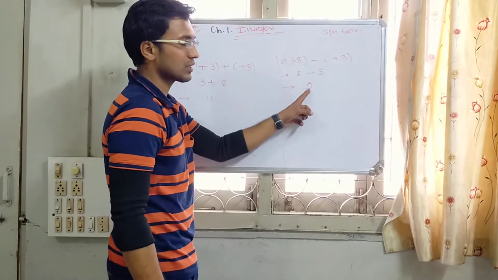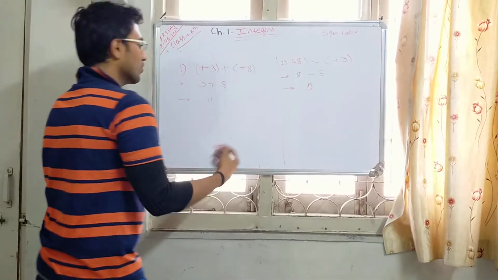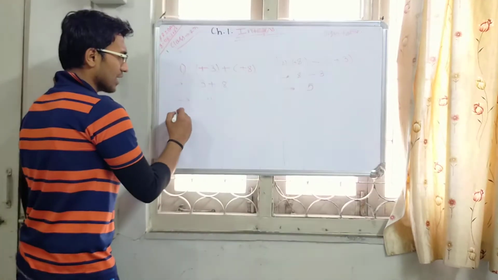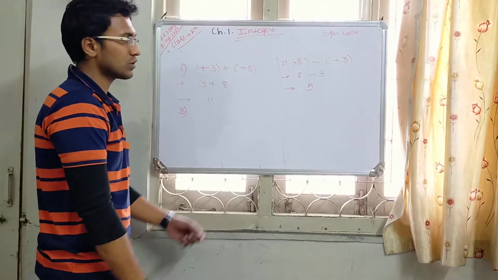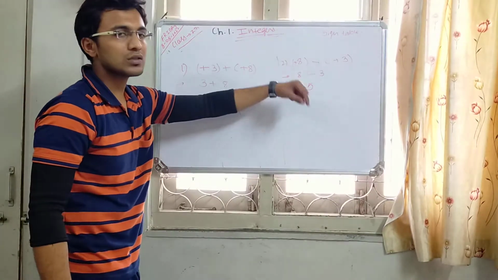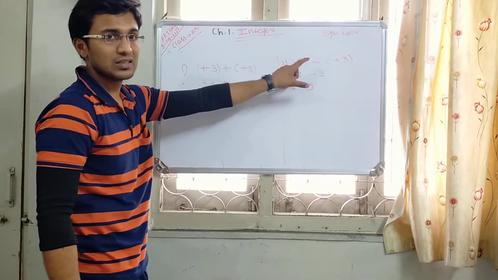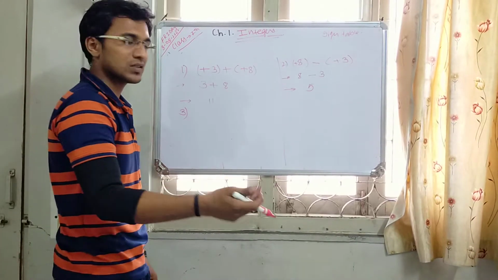So the answer would be plus 5 or simply 5. Moving forward, I can take the second instance. The second instance was, the first number was plus and the second number was negative. So this was my second instance. So I'll go directly to the third instance.